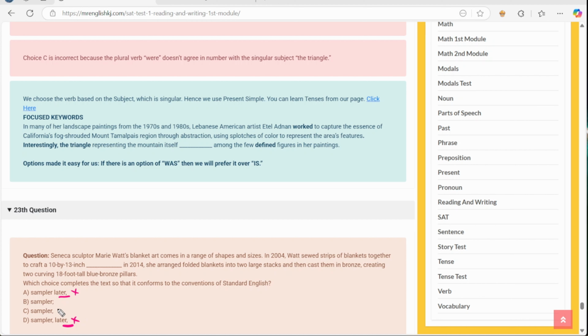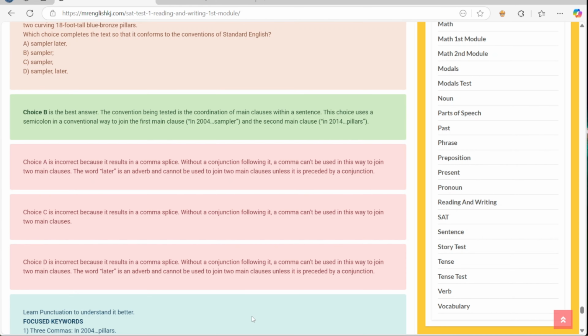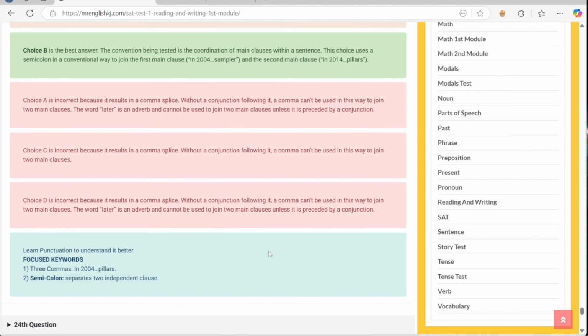Okay. Out of these, we prefer this one because we are combining two sentences together, so we need a semicolon rather than a comma. Why? Because read this. You can also notice there were 3 commas, so we need a semicolon to make a bigger pause. Second thing, a semicolon is used when we separate two independent clauses.